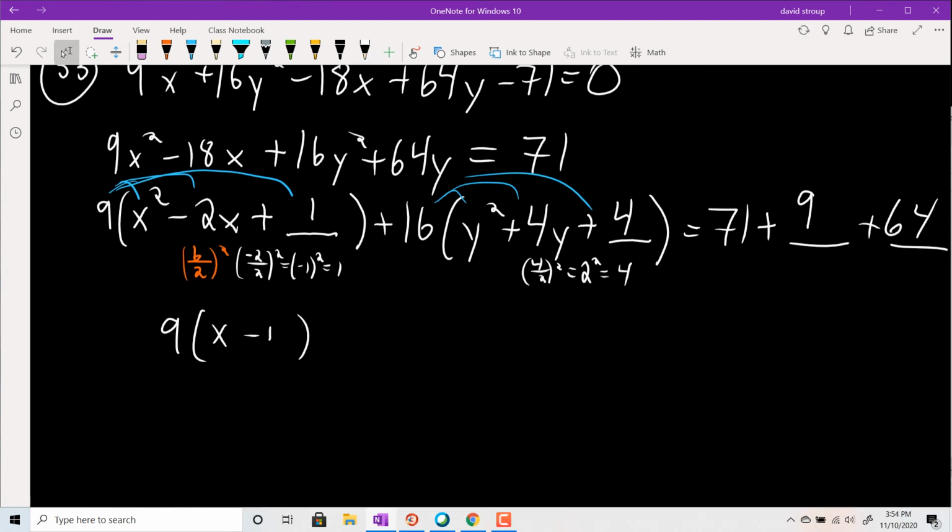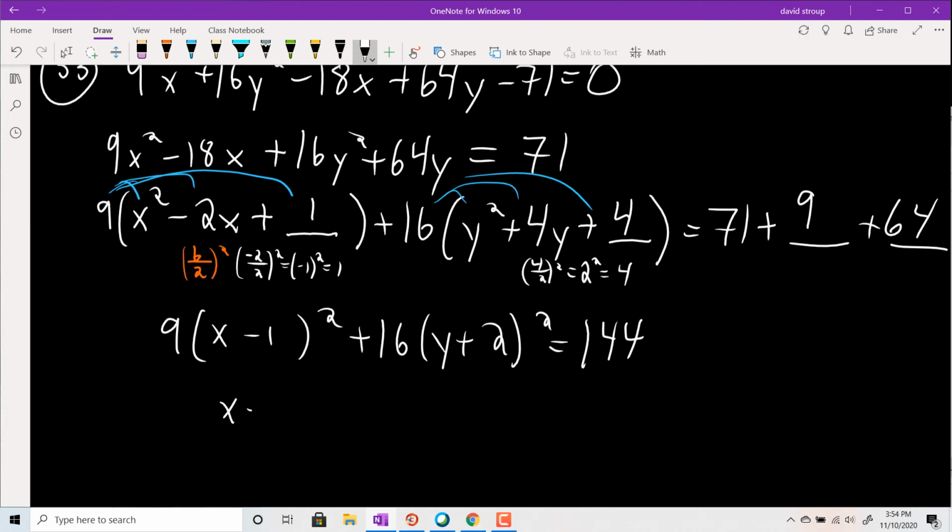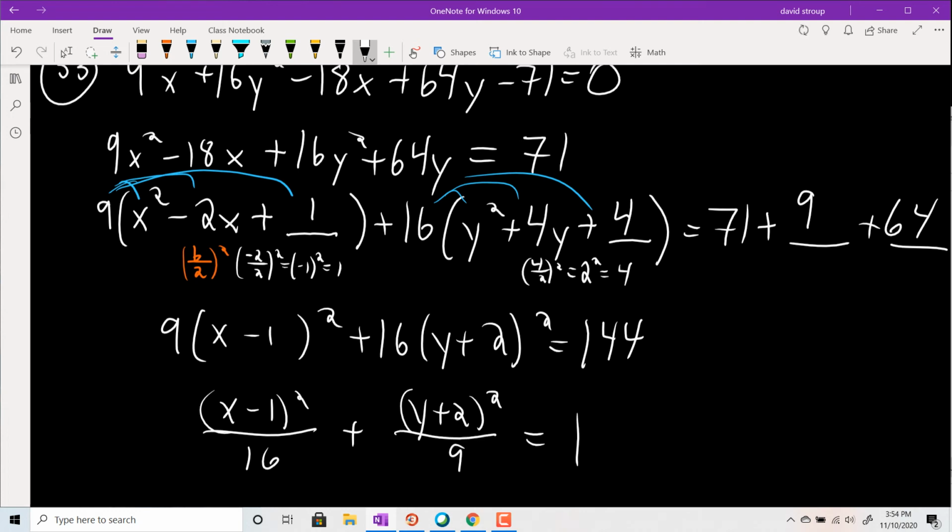So I'll have x minus 1 squared plus 16 times y plus 2 squared. On the other side, I have 80 plus 64, which is, I'm going to cheat a little and look at my notes, 144. Then you have to divide everything by 144. So you'll have x minus 1 squared. 9 over 144 is the same as 1 over 16. Then plus y plus 2 squared. 16 over 144 is the same as 1 over 9. And on the other side you have 1.